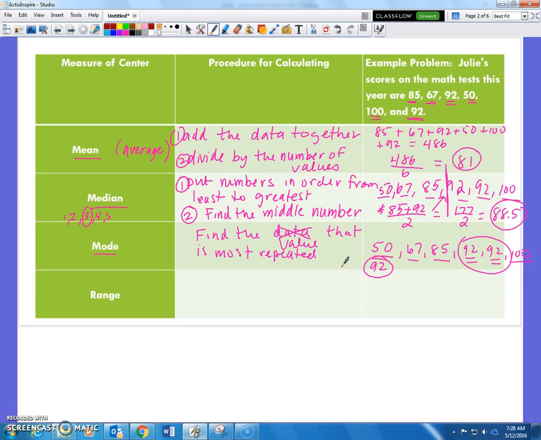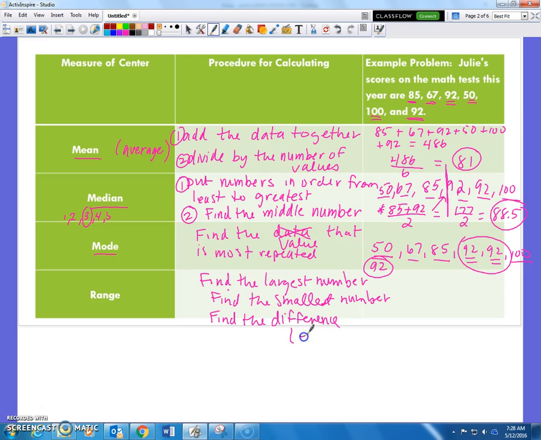The range, we'll find the largest number, find the smallest number, find the difference, which means subtraction, between the two.